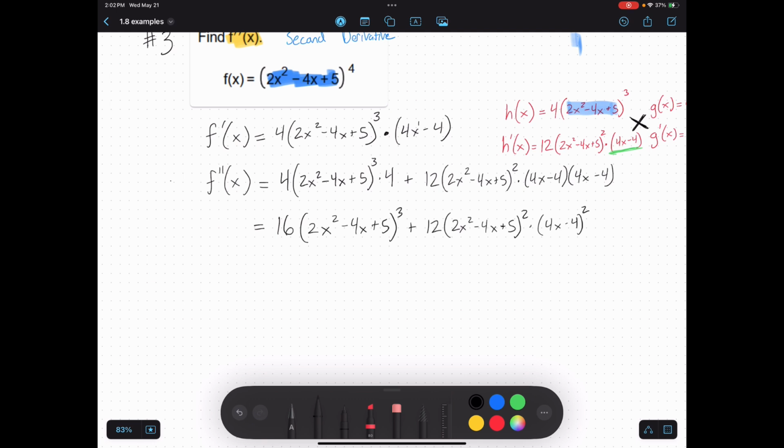And there's your second derivative. Once again, how did we get it? We took the derivative of the function, and then took the derivative of that derivative, which ended up requiring product rule, which is why it ended up being longer.